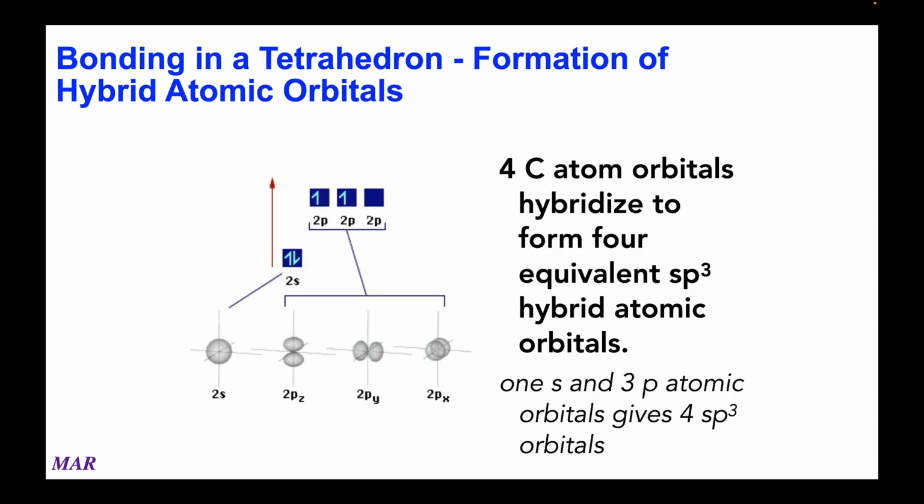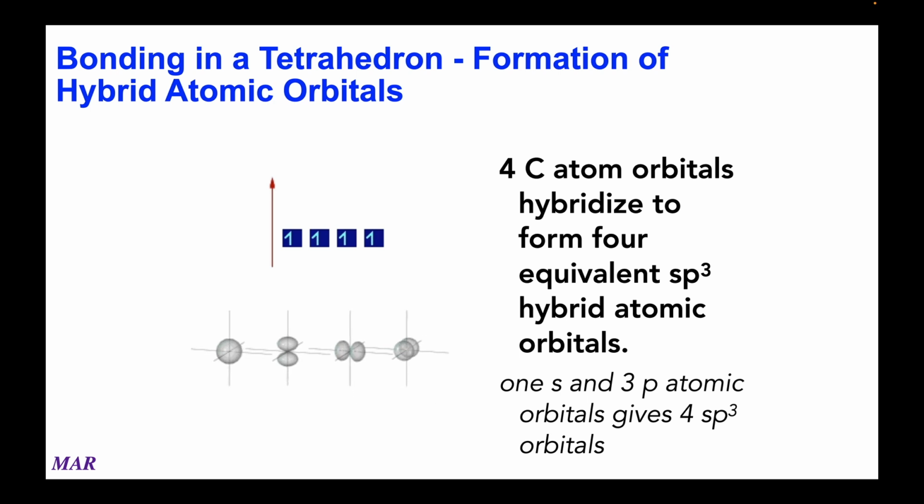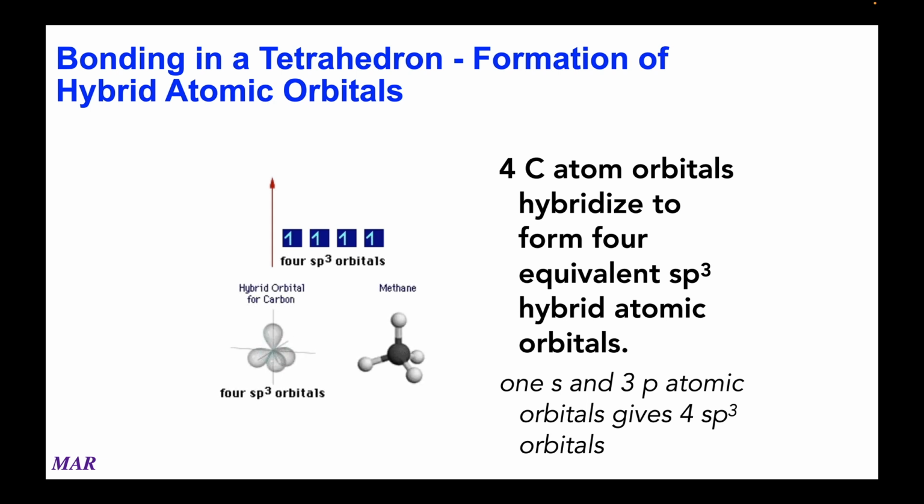The valence orbitals of carbon are the 2s orbital and the 3 2p orbitals. When these atoms form methane, their orbitals are thought to hybridize to form 4 equivalent orbitals. Because each hybrid orbital for the carbon atom is composed of 1 part s orbital and 3 parts p orbital, they are called sp3 orbitals. The energies of the hybrid orbitals are the average of the original atomic orbitals.